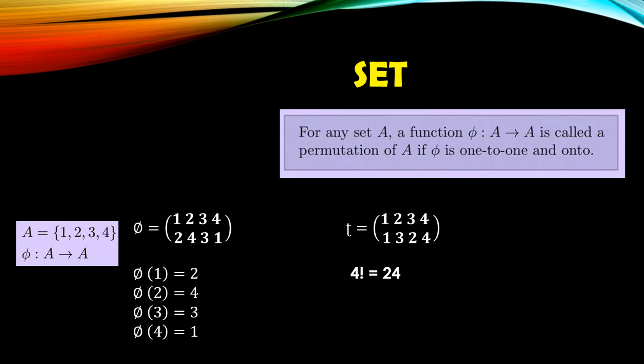So in tau, same as in phi, we write on the top the elements of the set A, then any number belonging to the set A in any order. Since there are 4 numbers, we can write it in 4 factorial, which is equal to 24 ways.